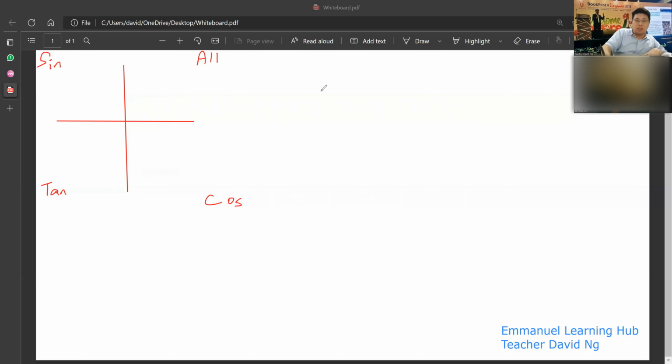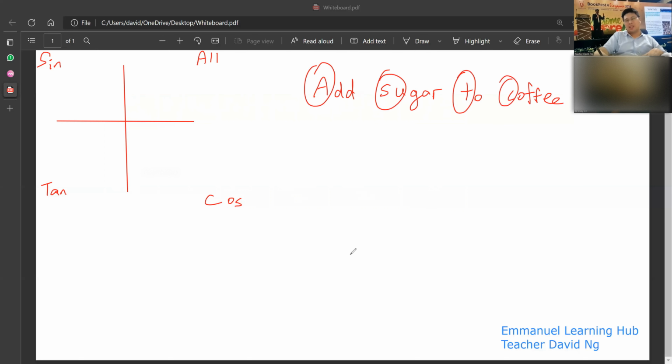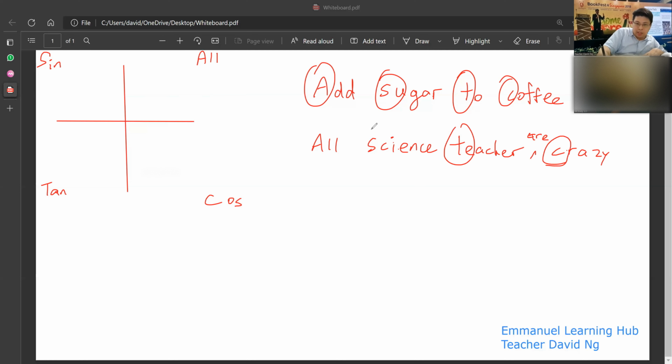Okay, how to remember this sequence ASTC? Remember this phrase: Add sugar to coffee. Okay, that's how you remember ASTC. Make sense? Yeah. Or a funny phrase: all science teachers are crazy. Okay, all science teachers are crazy. Okay, ASTC, can I see the ASTC? Whichever phrase makes it easier for you to remember the ASTC sequence.